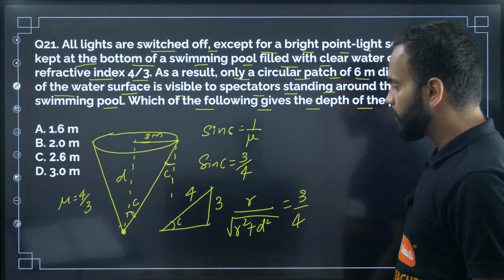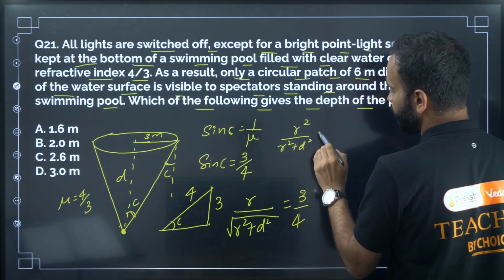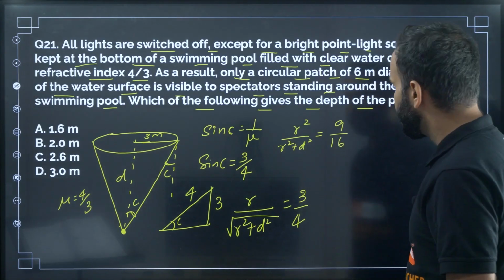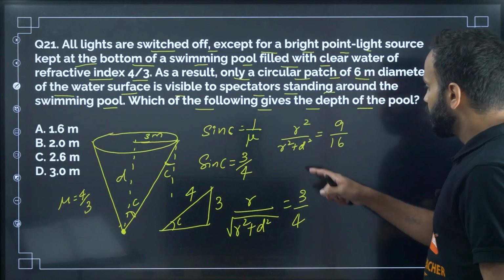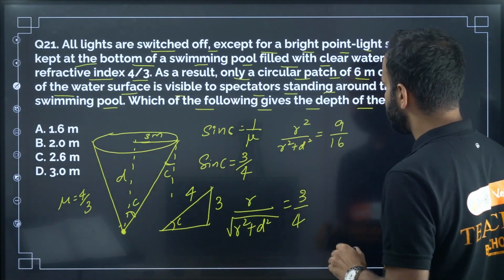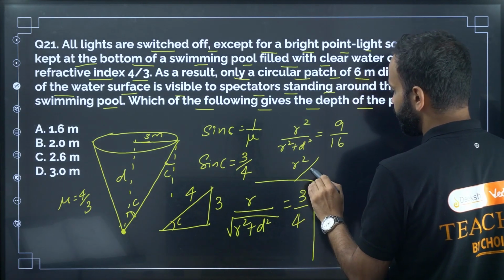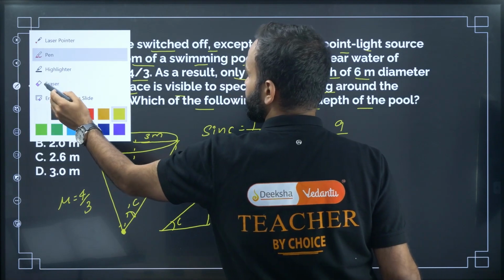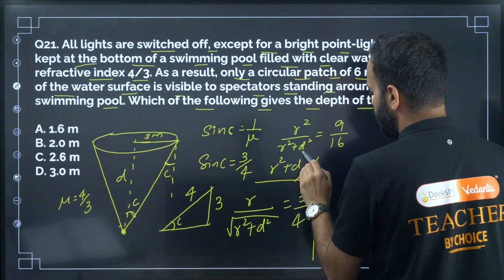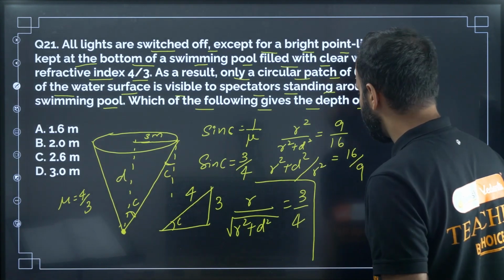So now take square on both sides, okay? So now r square divided by r square plus d square is equal to 9 divided by 16, right? Taking the reciprocal, r square plus d square divided by r square is equal to 16 by 9, right?